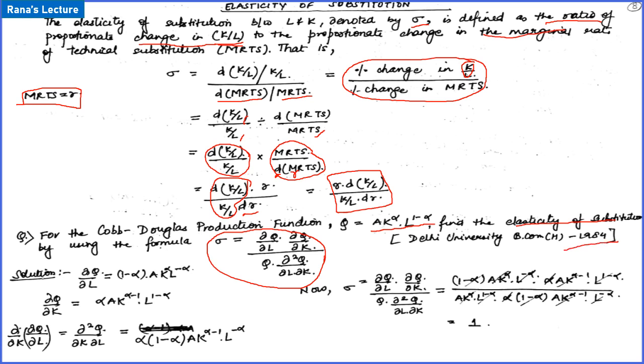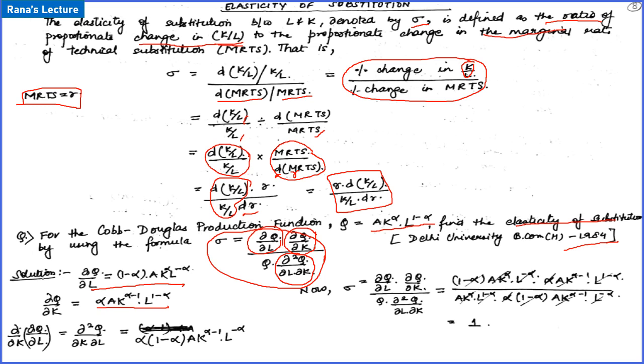It means you have to find delta Q by delta L, delta Q by delta K, and again delta square Q by delta L into delta K. This is so simple. This is what we have calculated here, delta Q by delta L: 1 minus alpha A K to the power alpha L to the power minus alpha. This is delta Q by delta K: alpha into A K to the power alpha minus 1 into L to the power 1 minus alpha.